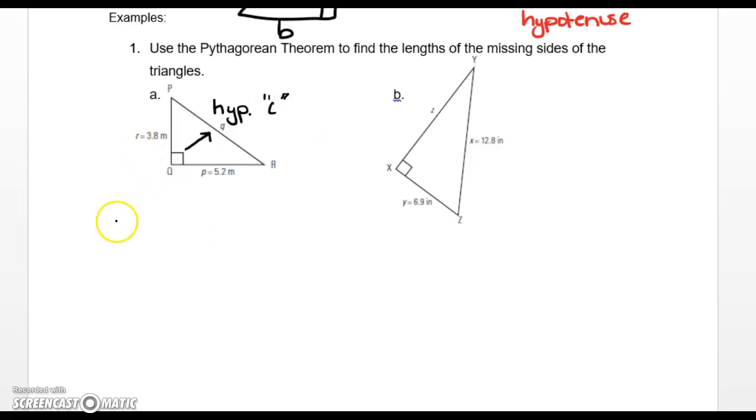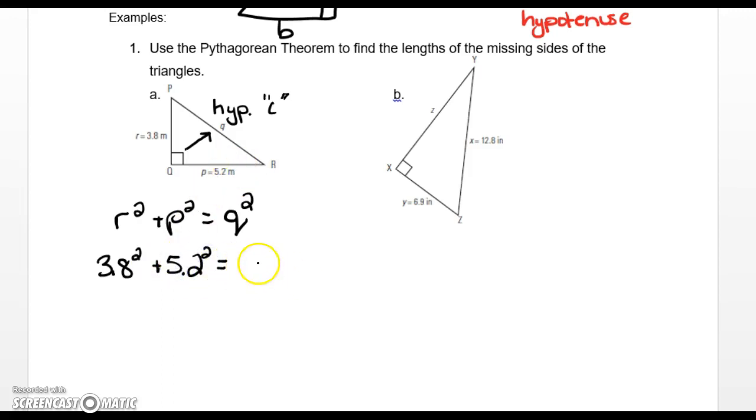So here we want to change up our letters, so we'd have R squared plus P squared is equal to Q squared. So it's your two sides. You square them and add them up is equal to your hypotenuse squared. So then what we're going to do is fill in all the information that we know. So we know that R is 3.8. So we have 3.8 squared plus P squared, which was 5.2. So 5.2 squared, and that's equal to Q squared. We don't know what Q is. That's what we're trying to find.